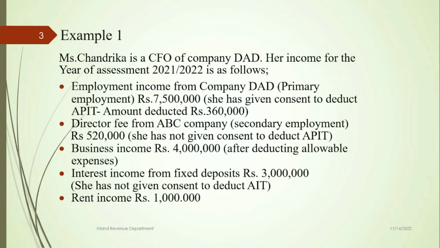Then she has received business income, that is 400,000. This 400,000 is after deducting allowable expenses. In addition to that, she has received interest income from fixed deposits, that is 3 million. For that 3 million, she has not given consent to deduct AIT. AIT means advance income tax. Further, she has received rent income, that is 1 million.